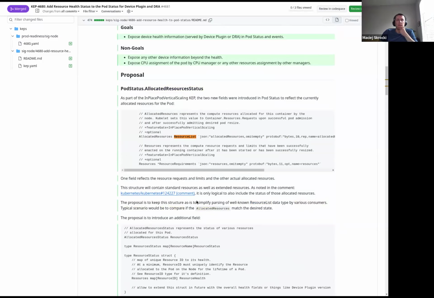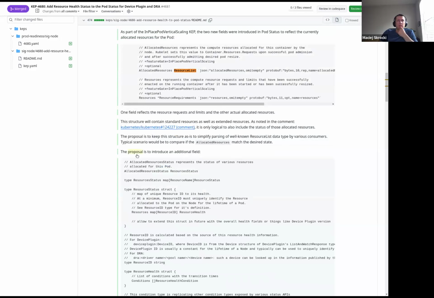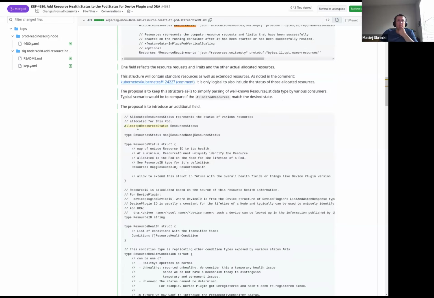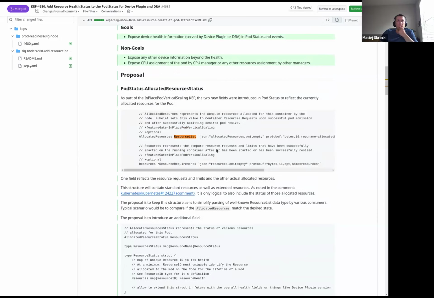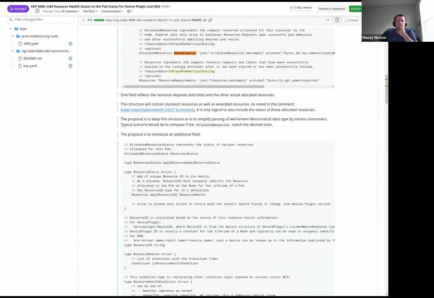Oh, this is just allocated resources. Oh, okay. This is the existing element. I see. And then the proposal is to introduce additional fields. Okay, so basically that one is the same as it was, but resource status, resource requirement.